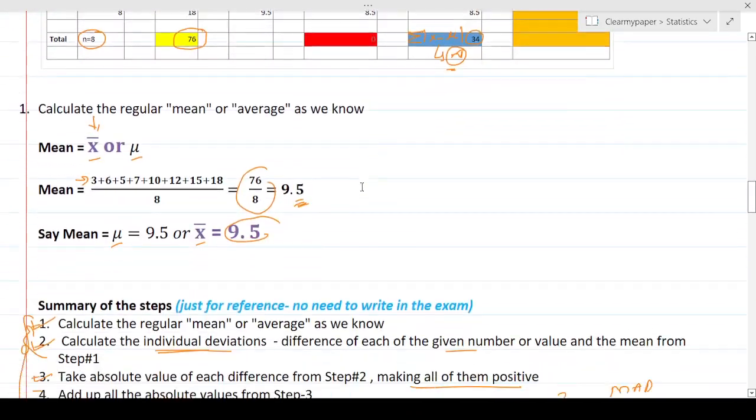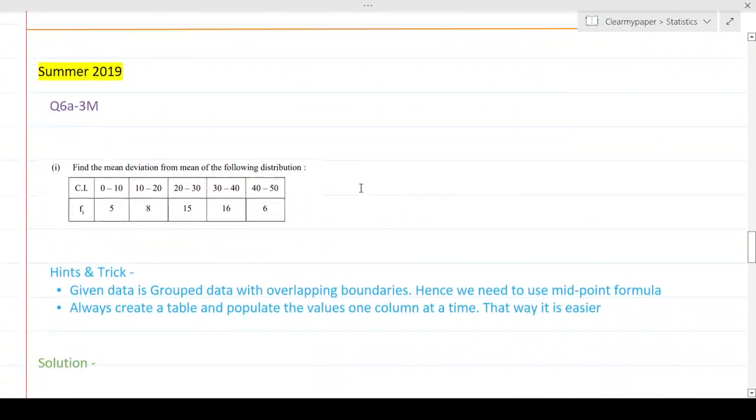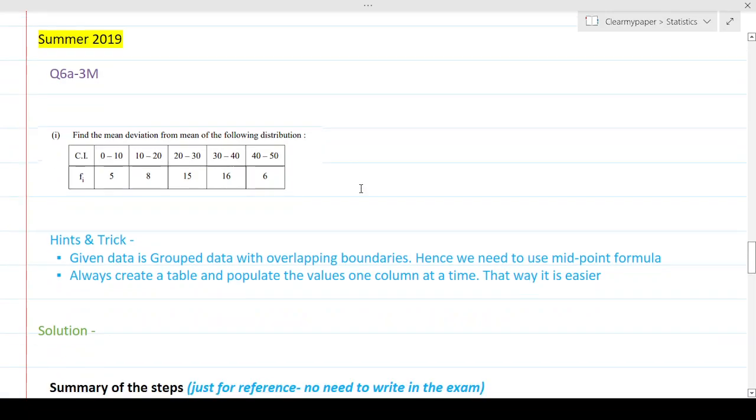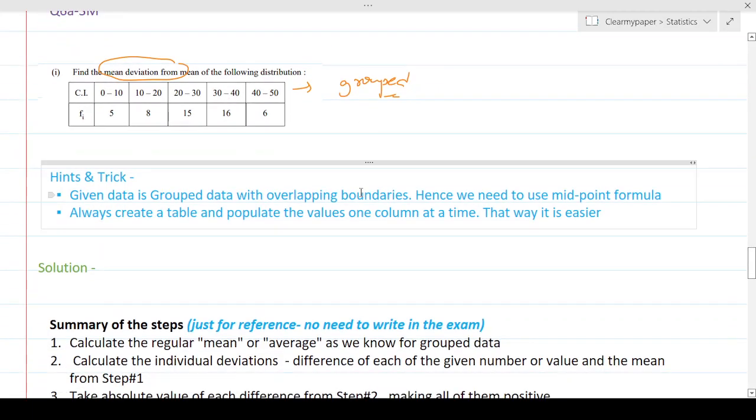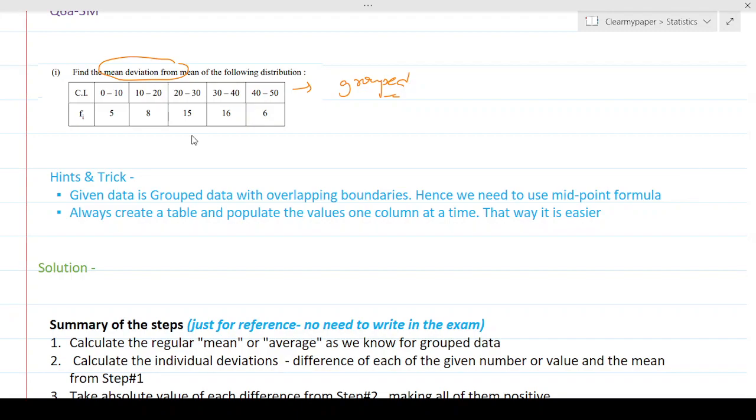Now let's quickly jump and spend more minutes on the grouped data, the second type of problem that we get here. So if you see here, again the problem states, find the mean deviation from the mean, and this time it's grouped data. So nothing changes, just a couple of extra steps we need to do, otherwise the overall process is still the same. And like I said before, solving hints and tricks, always understand the problem, what they're asking. So we have clearly noticed that it's not ungrouped data and it's grouped data. So we have got that.